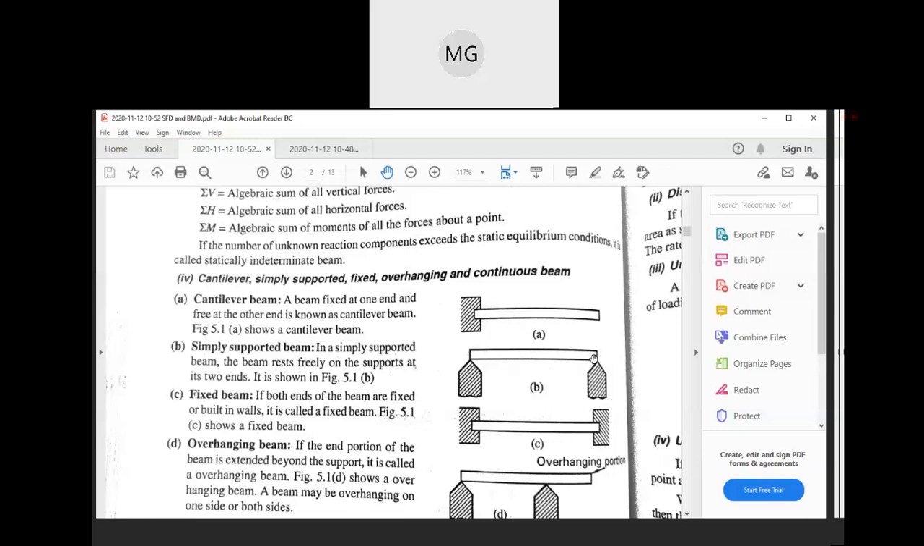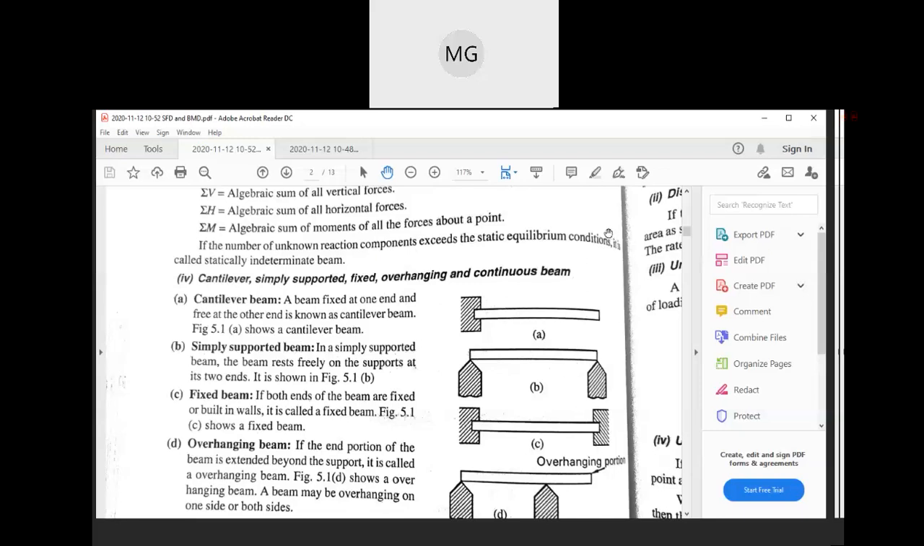Suppose here the force is applying upward. So this fixed point I will take as a reference. Force is acting upward, so shear force is negative, bending moment is positive, because the cantilever beam will bend like this, like a half moon. The beam will bend like this.